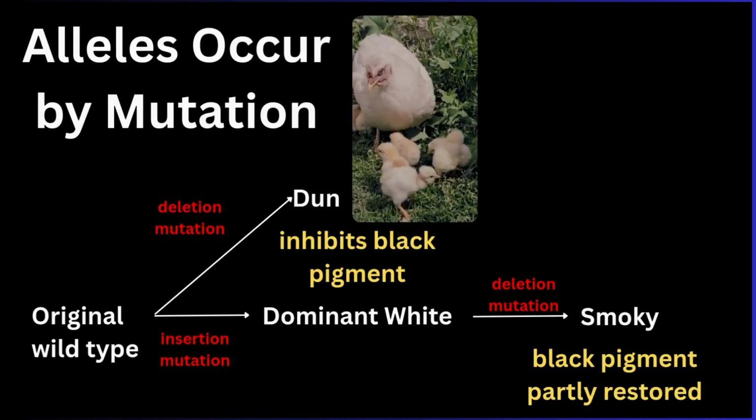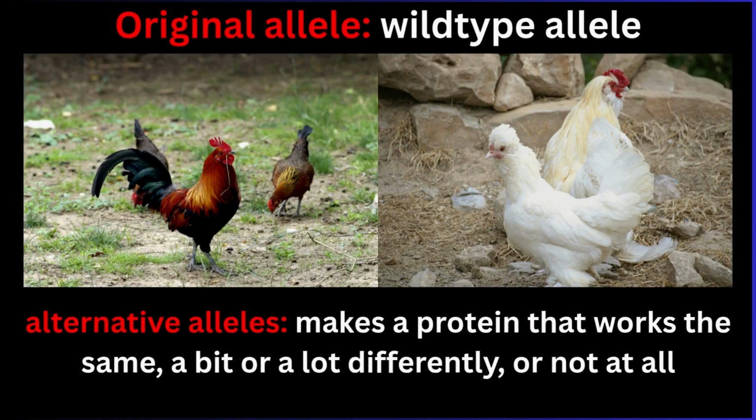Just to be clear, when we talk about original or wild-type alleles, we mean those that were first in the jungle fowl relatives from which chickens evolved. The alternative or mutant alleles make proteins that work the same way, or a little bit or a lot differently, to the wild-type proteins, or they may not work at all.